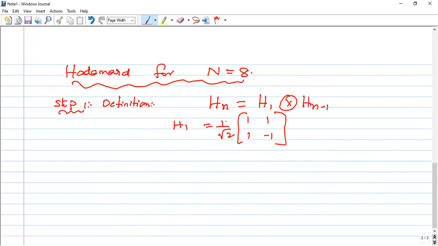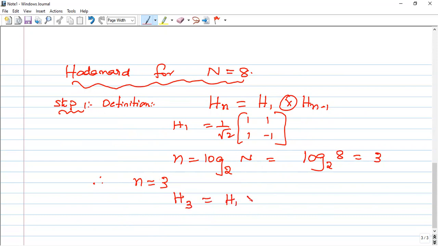Now you have to calculate small n. Small n is equal to log N base 2. Here I given N is equal to 8, so log 8 base 2 is equal to 3. Therefore small n is equal to 3. Now you have to substitute here. So H3 is equal to what? H1 Kronecker product of H2.